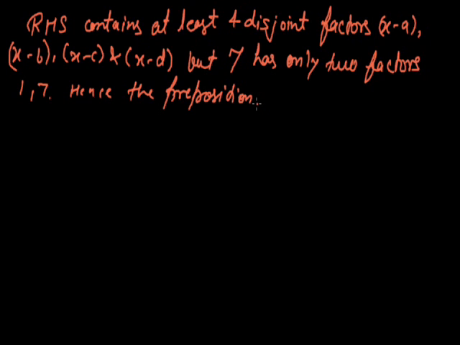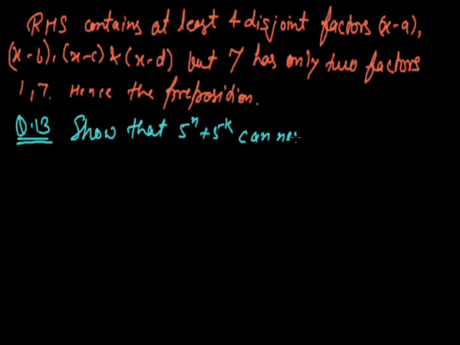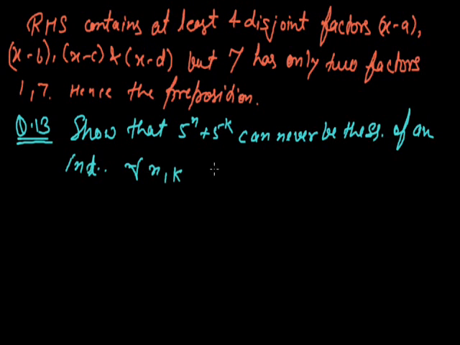Moving to our next question, question number 13, that is given to us as: show that 5 raised to power n plus 5 raised to power k can never be the square of an integer where n and k are positive integers. Let us have the solution of the above question.